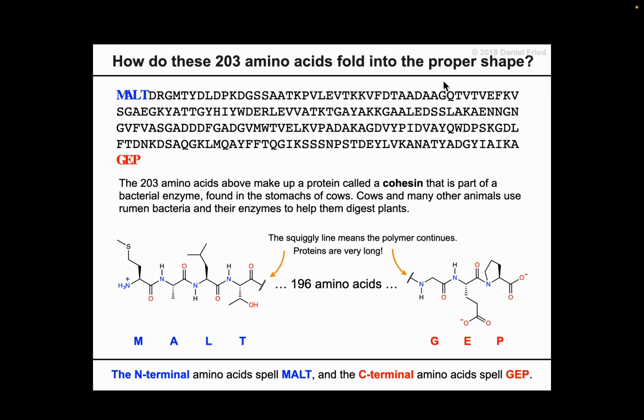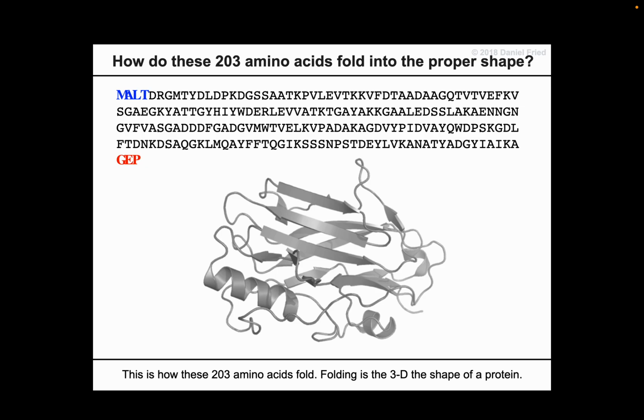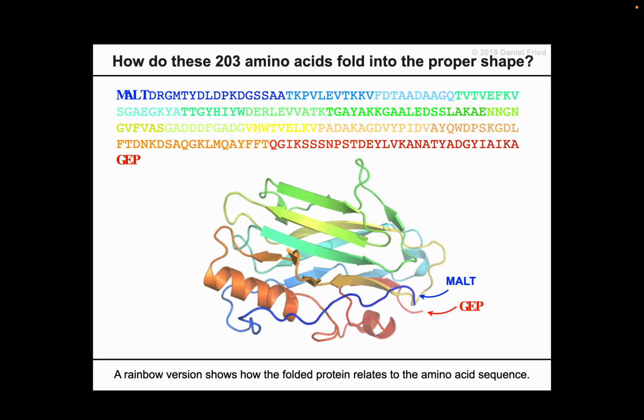How does it fold into the proper shape? Now, we don't actually know that, and that's the main question of this. Folding is this 3D shape of a protein. So there are different types of folding. There is primary structure, secondary structure, tertiary structure, and quaternary. We're going to get to those later.